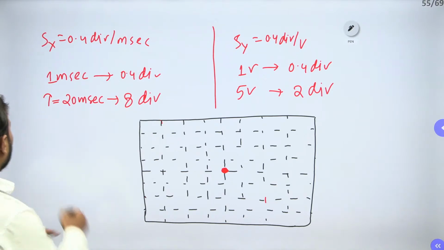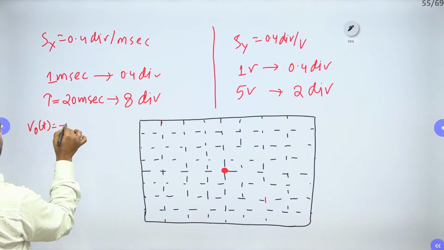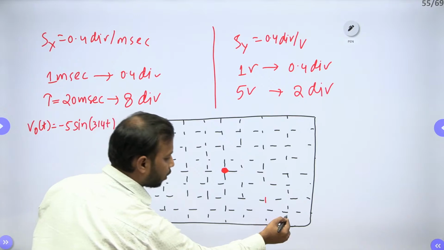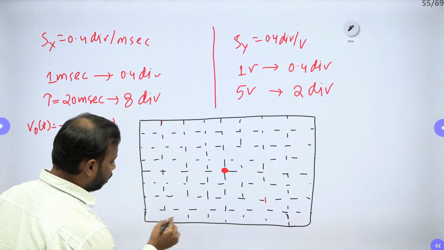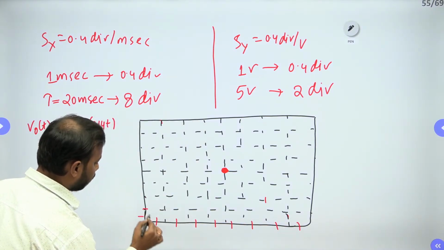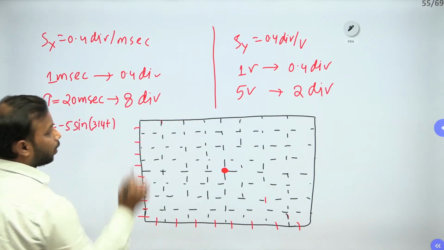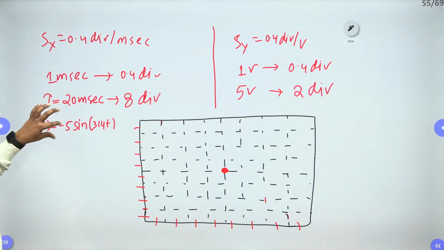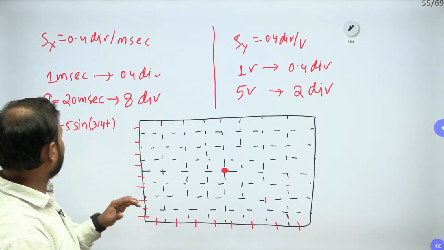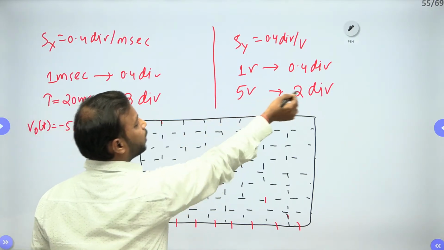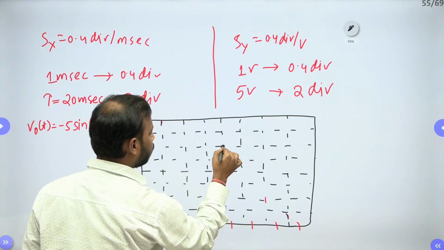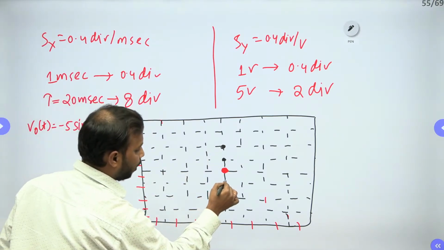All right. Now see, we need to plot V naught of t as minus 5 sine 340 t. So, in the horizontal axis, we have 8 divisions: 1, 2, 3, 4, 5, 6, 7, 8. And in the vertical, again we have 8 divisions. Now, my signal is minus 5. Minus 5 means in the lower axis. So, 5 volt means 2 divisions. So, this is 1 division from here to here, and 2 divisions. In the lower part again 1 division and 2 divisions.